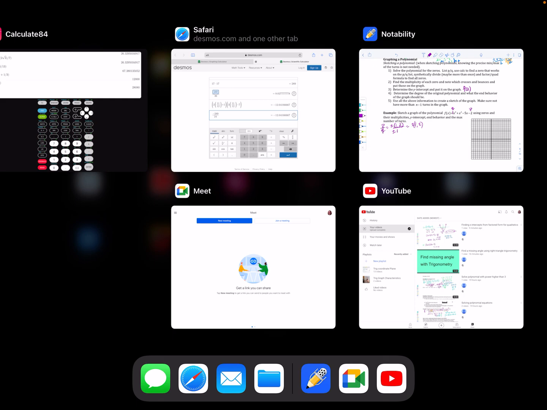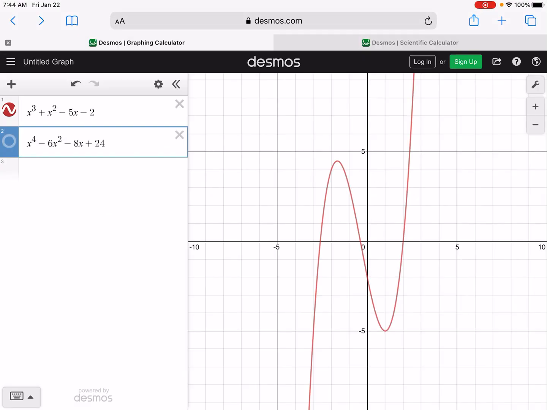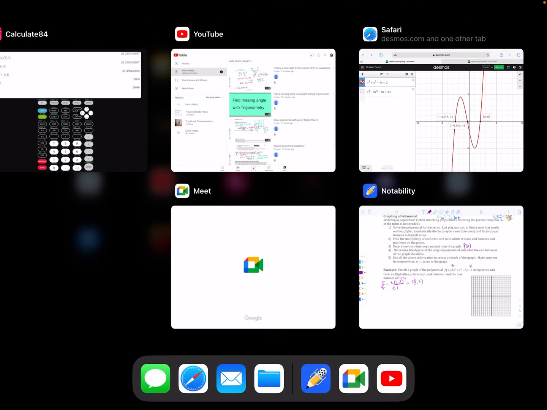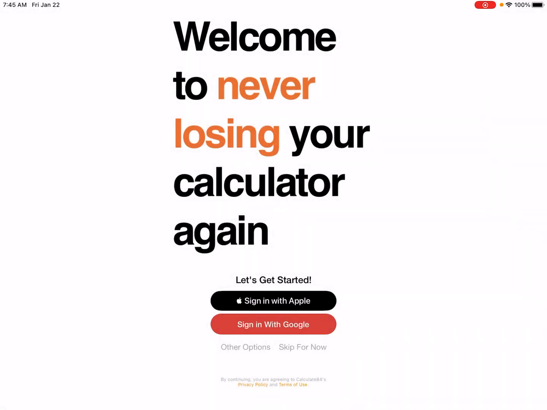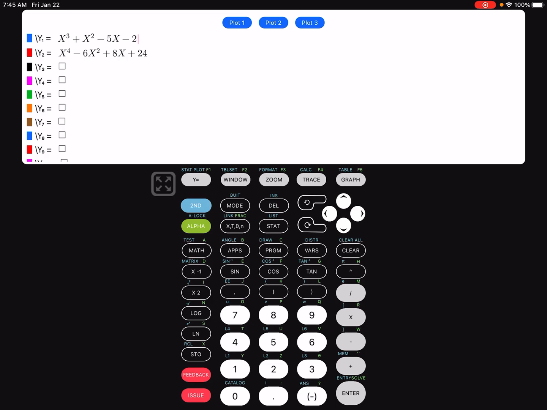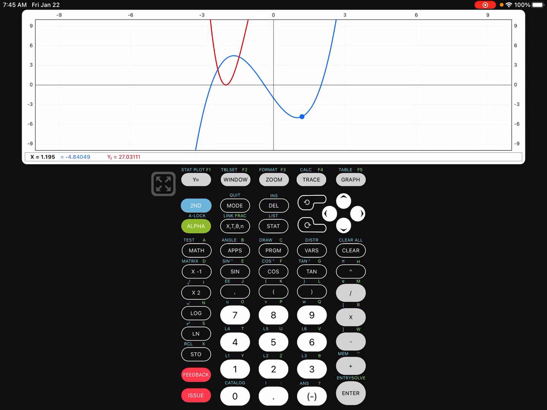So if we go to our Desmos, I already put this graph in there because I can never remember what the equations are. Okay, so we have these three x-intercepts. I'm looking for one of them that is on our P over Q list. So (2, 0) is on our P over Q list. If you're going to be using your TI calculator, you can graph it.